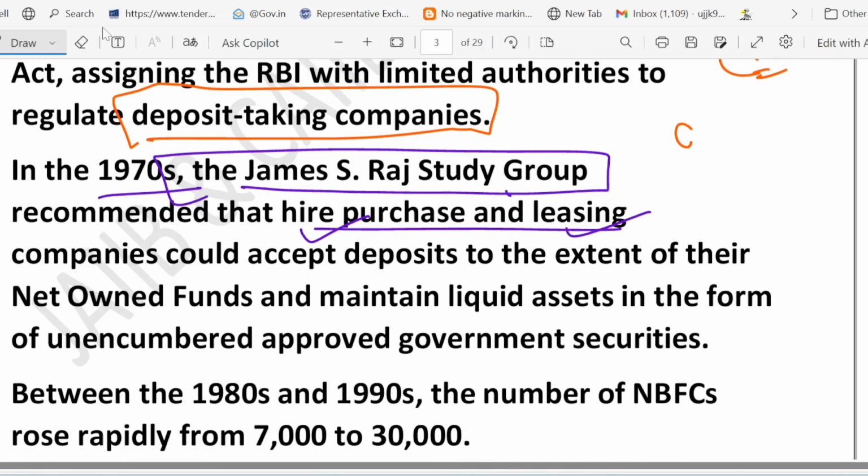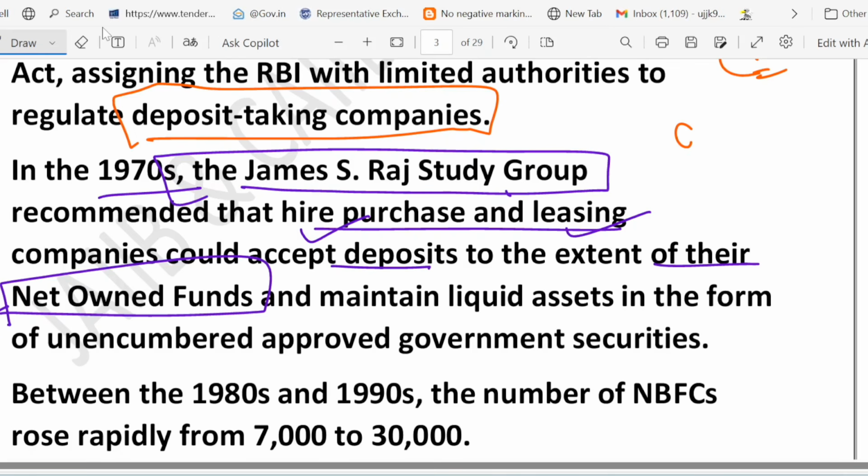When we talk about leasing, what does it mean? It means renting machinery. Hire purchase means you are paying an installment. So for those NBFCs engaged in these two activities, the James S. Raj committee recommended rules. They could only accept deposits up to their NOF. NOF means net owned fund, like their own capital.